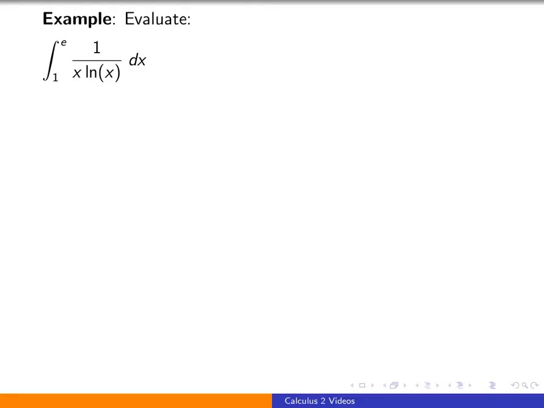Let's now evaluate the integral from 1 to e of 1 over x ln of x. Recalling that ln of 1 is 0 shows us that we are going to have an improper integral of the second type. There's an infinite discontinuity at x equals 1. So this is an improper integral of the second type.